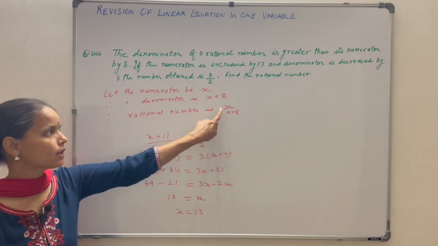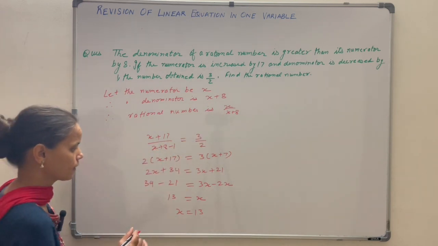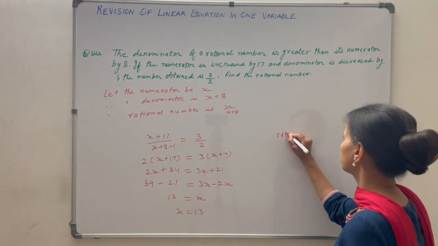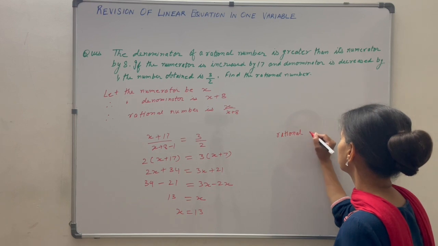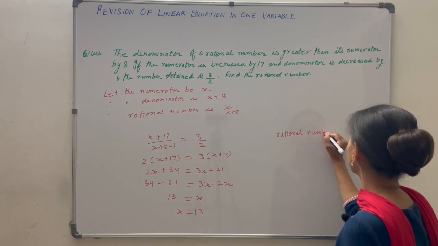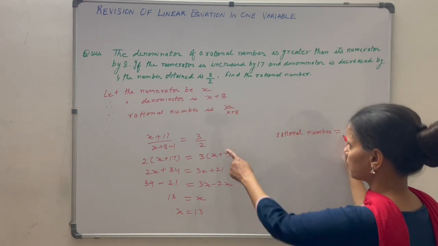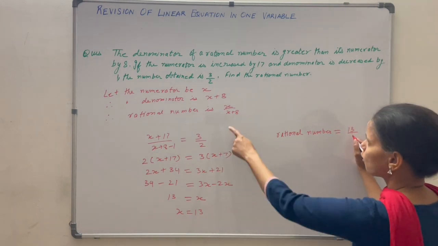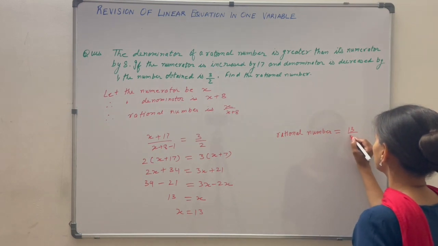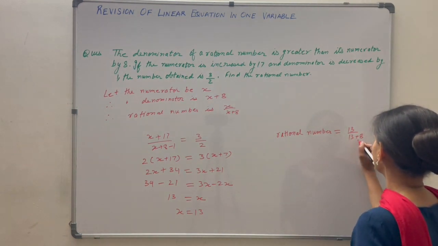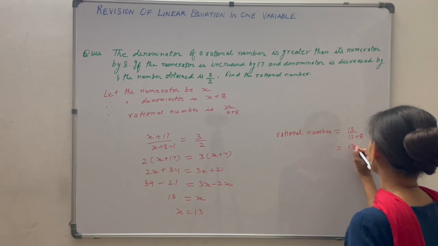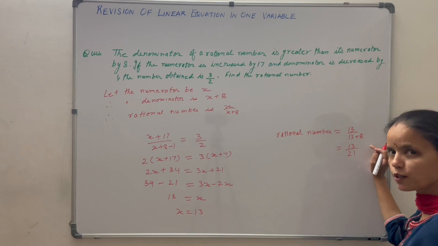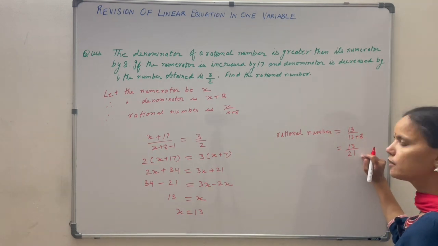What is the rational number? x upon x plus 8. So the rational number has numerator x, which is 13, and denominator x plus 8, so 13 plus 8, which is 21. So the rational number is 13 upon 21.